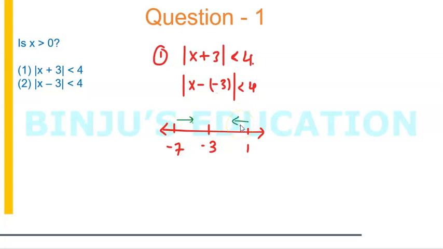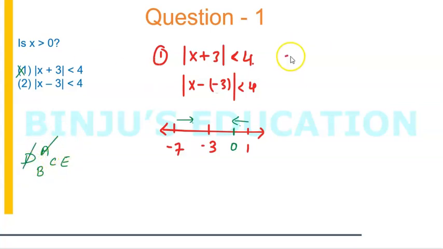So the question is, is x greater than 0? 0 will be slightly on the left of 1. So x can be greater than 0, x can be equal to 0 also, and x can be less than 0 also. So do we have a definite conclusion from statement 1? No, we don't. So let's write D, A, B, C, E. So A goes out, which means D also goes out.